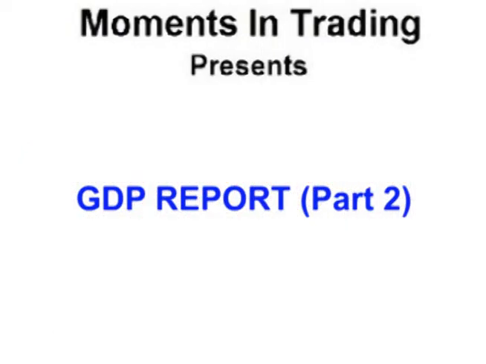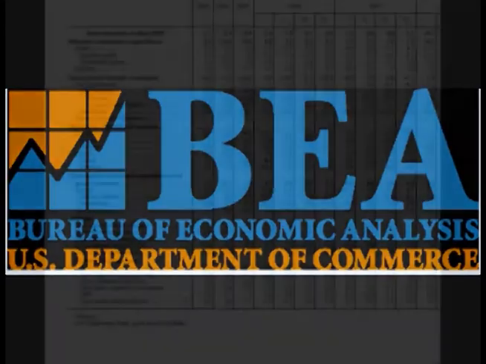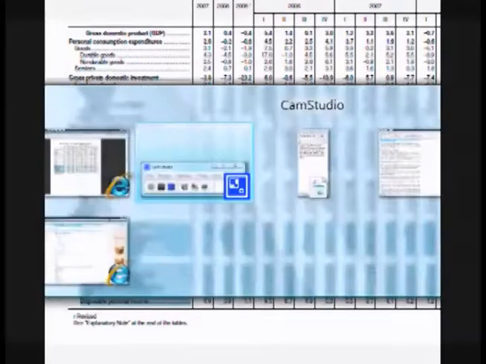Gross Domestic Product Report, Part 2. This is the second of a two-part series on an overview of the Gross Domestic Product Report for all markets. Let's continue with the report. Continuing with the GDP report, we have just finished the four main categories in the main table, Table 1, and are now at the bottom of the GDP report.